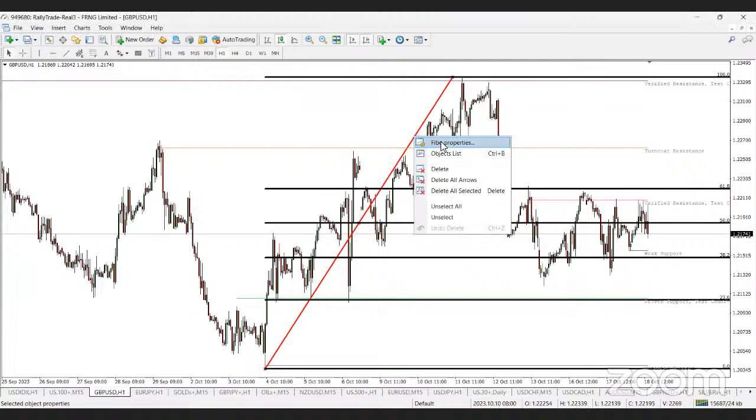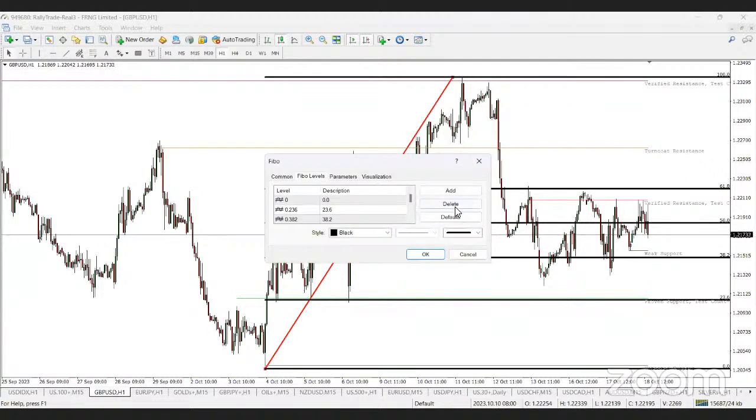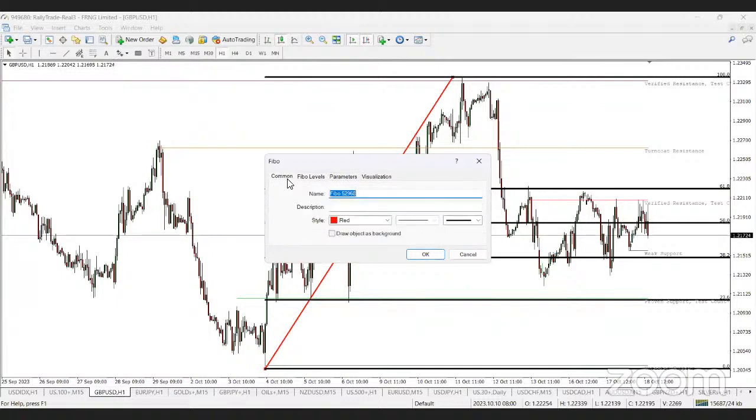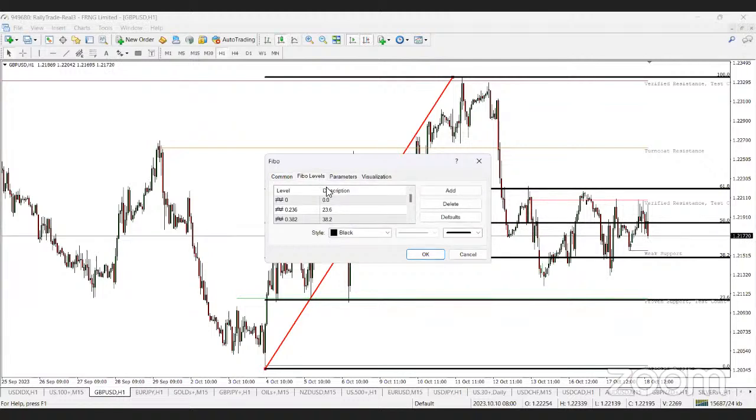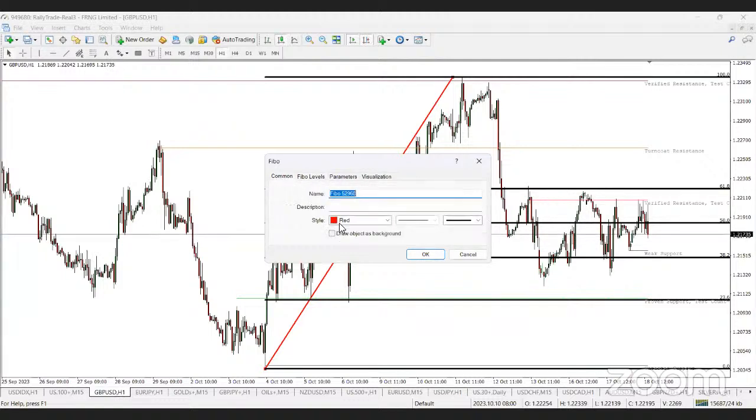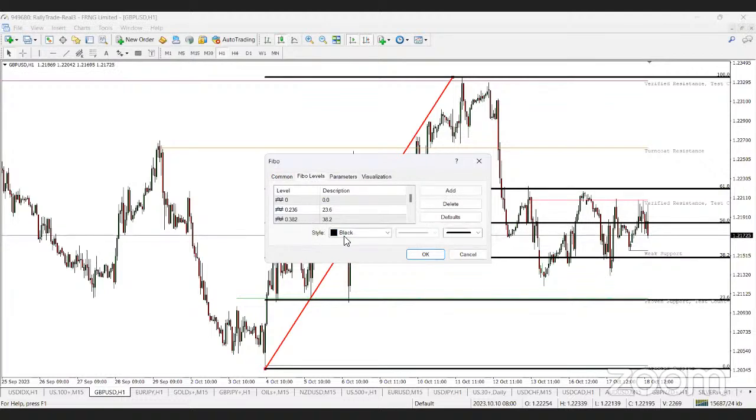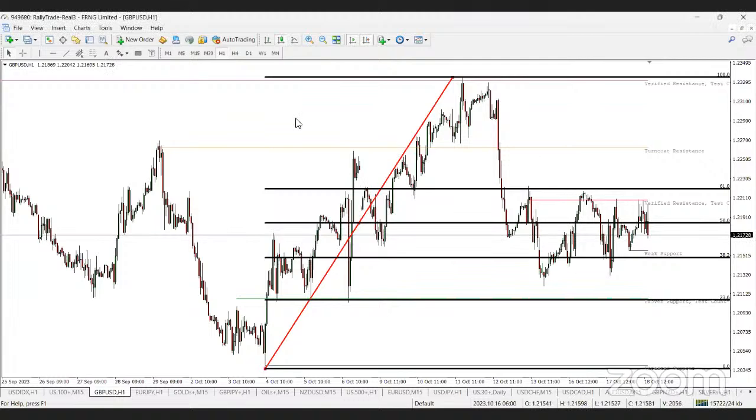Right click, Fibo properties. We have style to be black. Parameters, visualization. Look at it. So there is common. This common now, the style that is there is red. That's for the diagonal line. If you click on Fibo levels, you have another color for it. So you need to change the one you want. But if you want to change the line of the Fibonacci itself, click on Fibo levels. You will see another color there. Then you can select that one. That will also change the color. Okay, so I believe I've attended to that one.